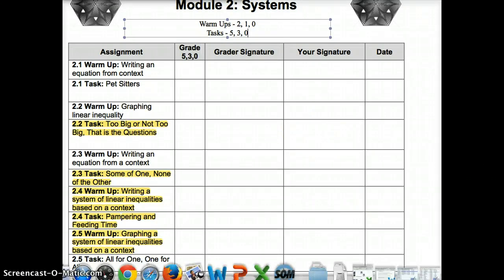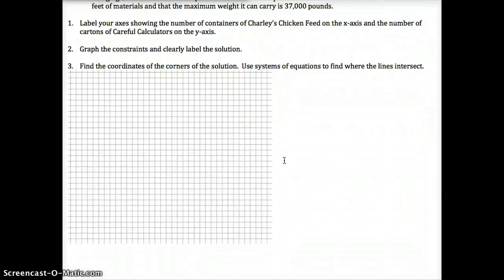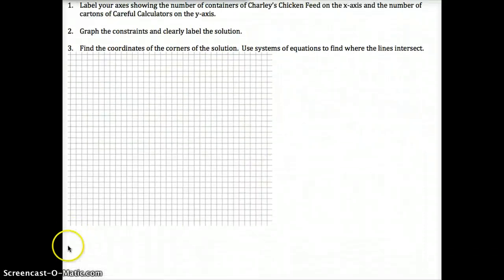Oh, we forgot the 2.5 warm-up. Let's do that quickly as well because you had that today. So for the 2.5 warm-up, okay, this graph, you should have some axes labeled down here. You should have some numbers in there. You should have the labeling that shows this x-axis is about Charlie's chicken and this y-axis is about the careful calculators. So please make sure those axes are labeled.